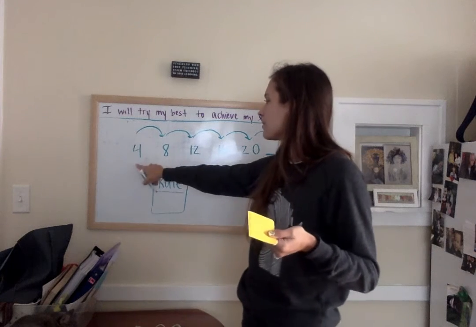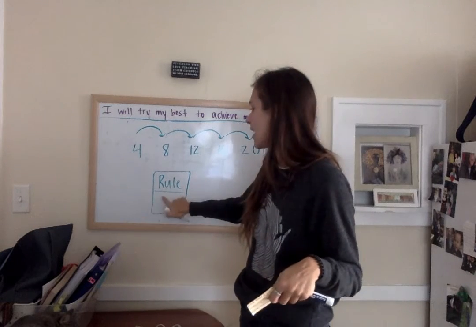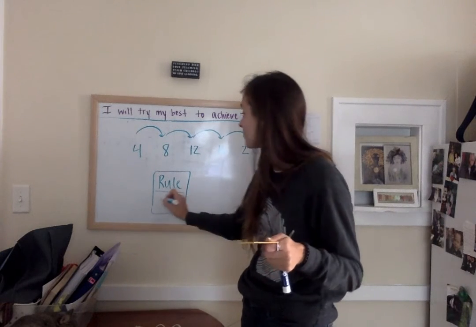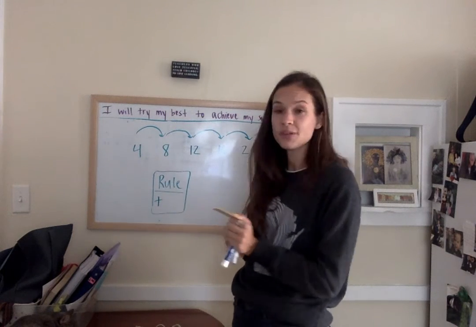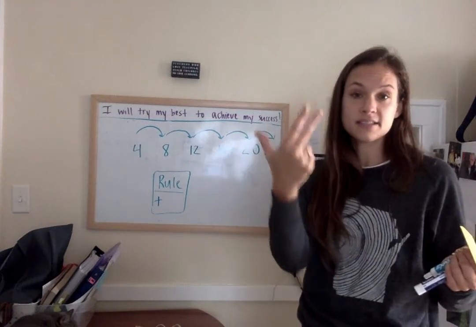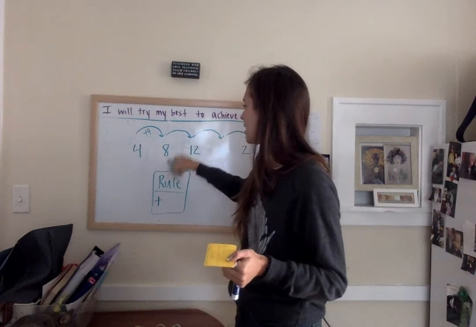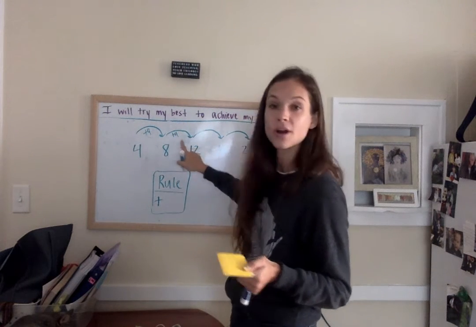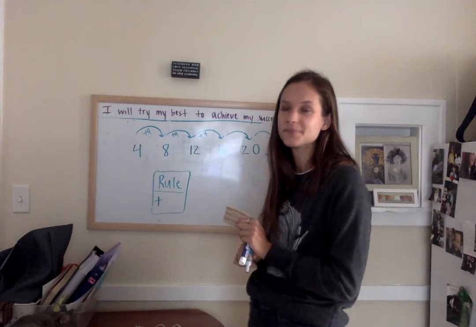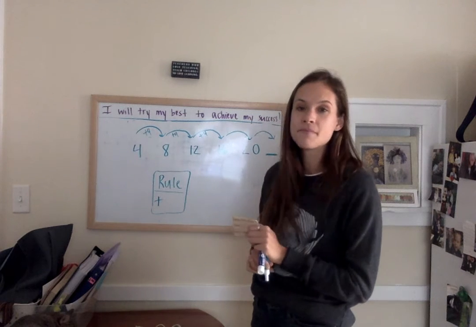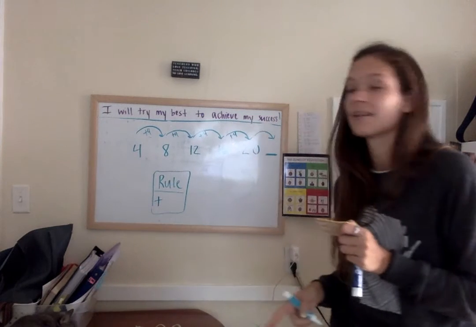Are the numbers getting bigger as we go or smaller? They're getting bigger. So what operation is it, plus or minus? It would be plus. 4 plus what equals 8? We can just use our fingers. 4, 5, 6, 7, 8. 4 plus 4. Okay? And then 8 plus 4. Does 8 plus 4 equal 12? 12 plus 4, does that equal 16? 16 plus 4, does 16 plus 4 equal 20?